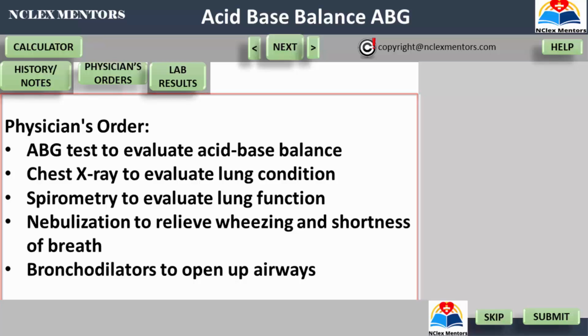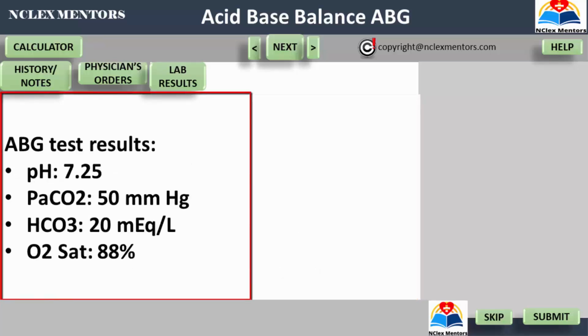and improving airflow. The lab results from the arterial blood gas test reveal a pH of 7.25, indicating a state of acidosis. The partial pressure of carbon dioxide is 50 mmHg, which is elevated, suggesting respiratory acidosis. The bicarbonate level is 20 milliequivalents per liter, which is slightly low, reflecting a possible metabolic component contributing to the acid-base imbalance. The oxygen saturation remains at 88%, highlighting ongoing hypoxemia despite the interventions.